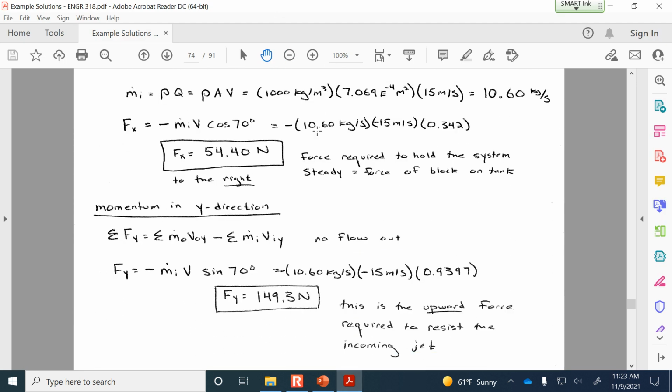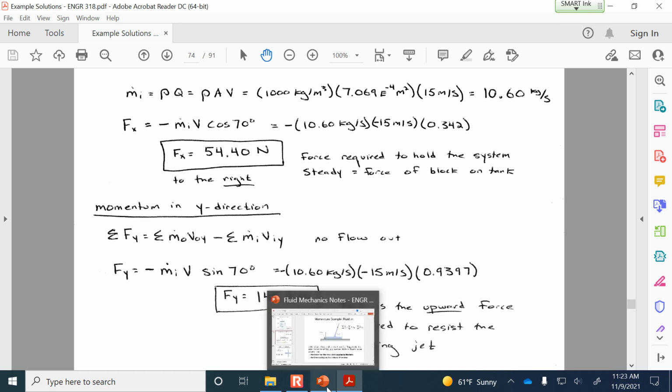So in the y direction, you would have to press upward to hold the system steady against the effect of the fluid jet. So this positive number here, 149.3, that's because we have to press up on the tank because the fluid jet that's coming down from above is pressing that tank downward. So the reaction of the table is to press up.